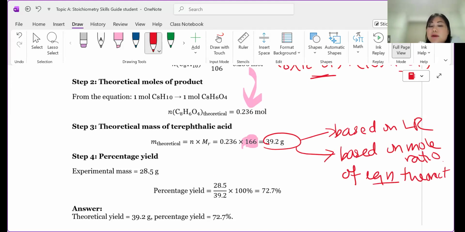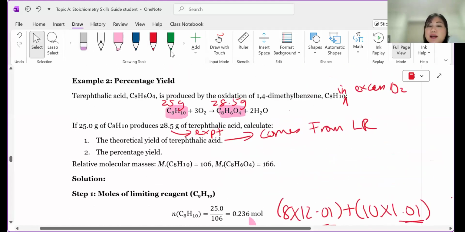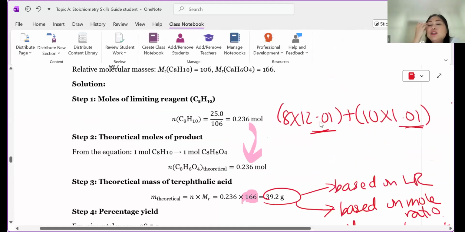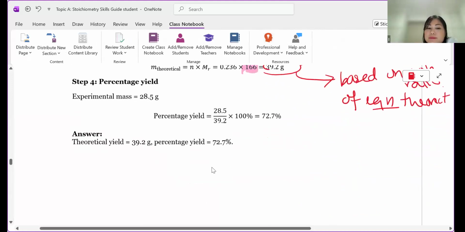So the formula is experimental over theoretical times 100%, right? Experimental was 28.5. It was stated in the question here. And theoretical is what we have calculated using the limiting reagent, 39.2. So 28.5 divided by 39.2. That's the percentage yield that you're getting.